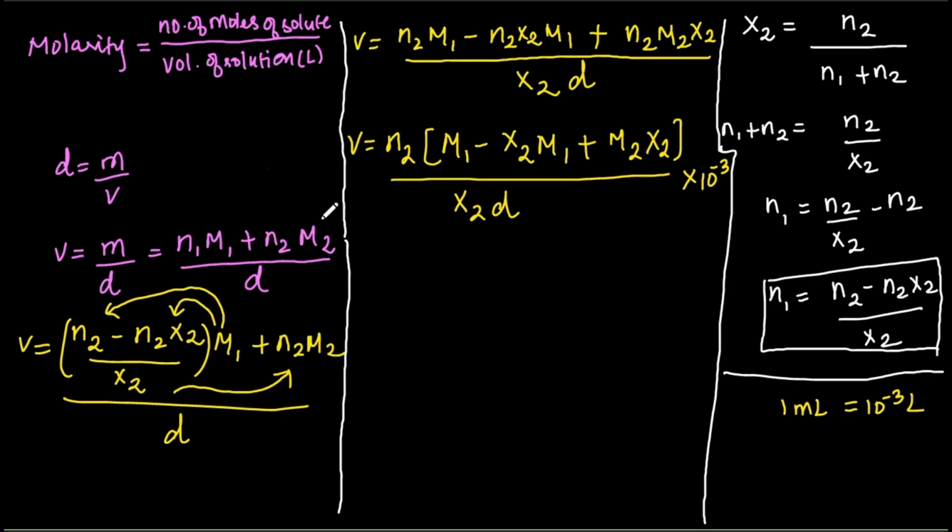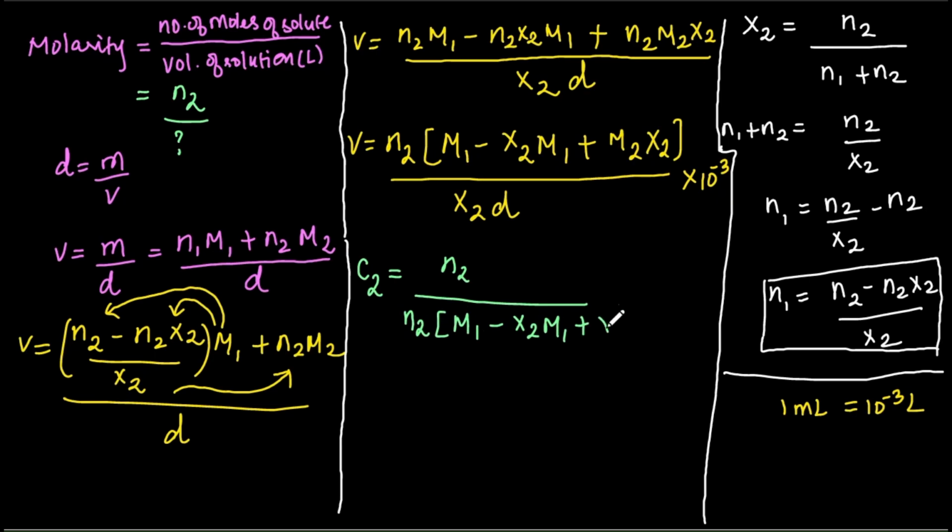So now we are going to find molarity. Already in the question it is given that molarity is expressed in terms of C2, and we already told that the numerator is number of moles of solute, that is N2, and we found the volume. So here our work is to find the volume. So the numerator is nothing but N2, and everything is divided by the volume which we found. So the volume is N2 into M1 minus X2 M1 plus X2 M2 whole divided by X2D, and in denominator you are having 10 power minus 3.